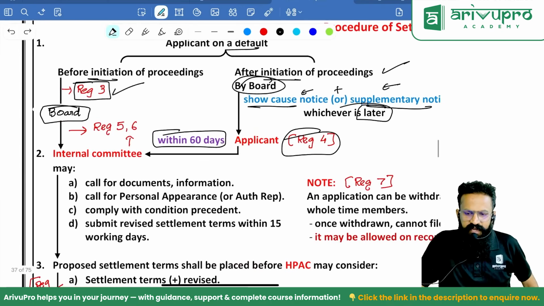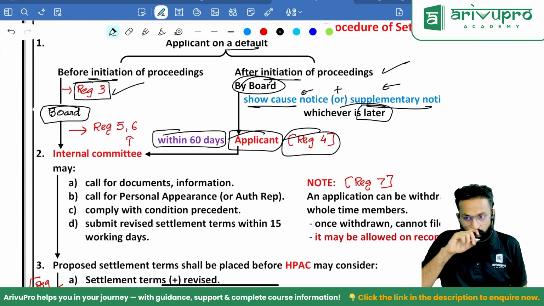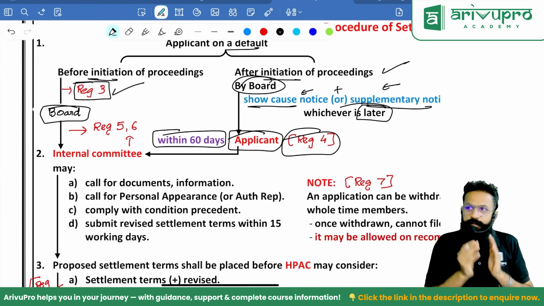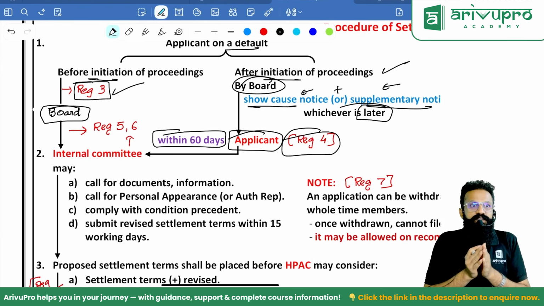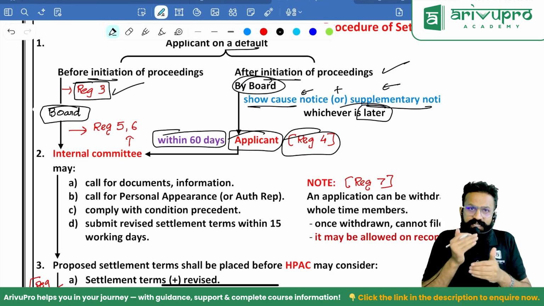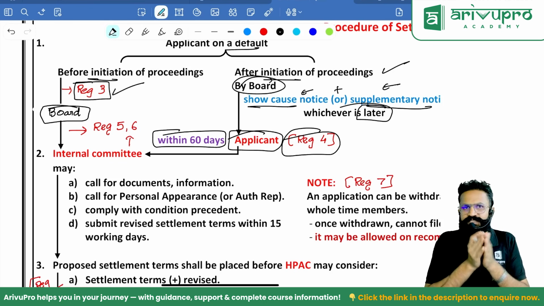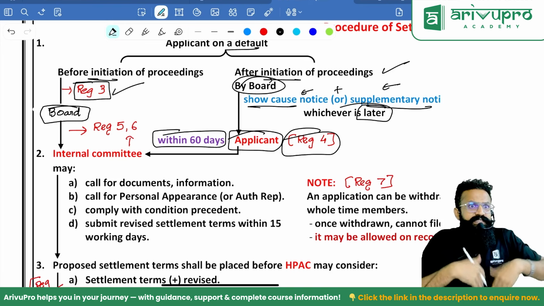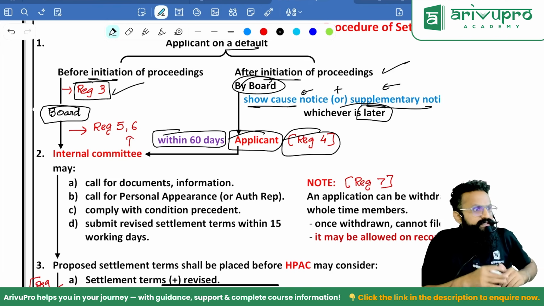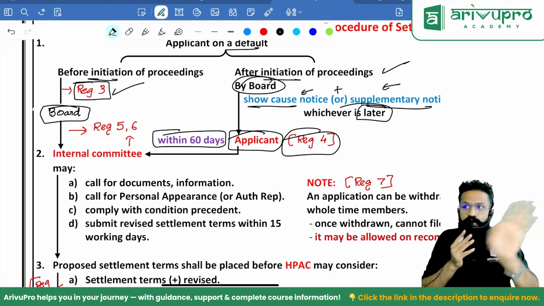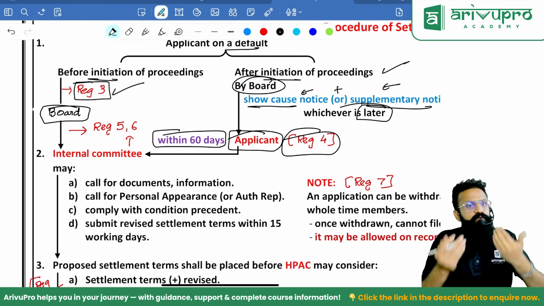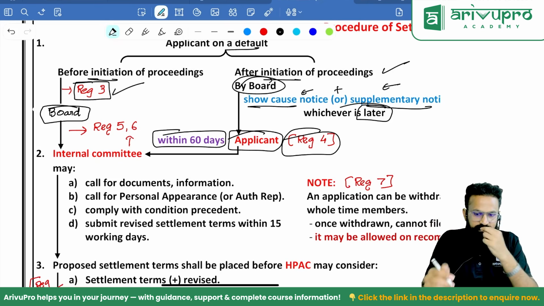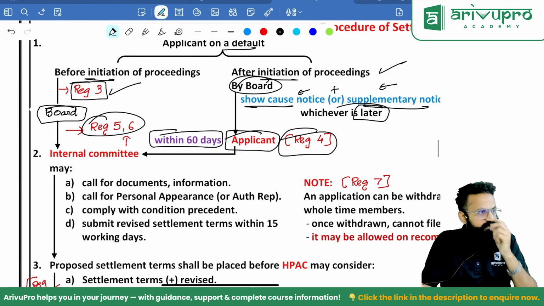Once an applicant is filing it, what will happen? The entire thing will go to the internal committee. Now people, try to understand this. Whenever we are filing a settlement of administrative or civil proceedings, we are filing it with SEBI. But inside SEBI, who will work on this settlement proceedings? They have not given us in detail. But for us to understand, I've given something called a breakup. Now let us try to understand that. That is regulations 5 and 6.